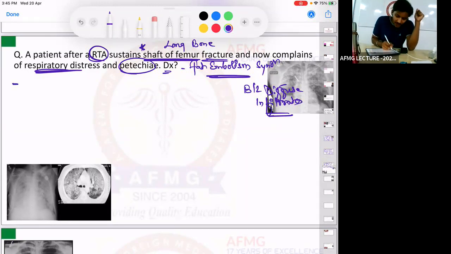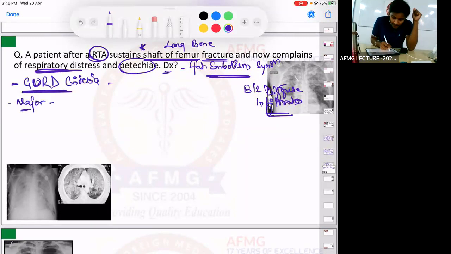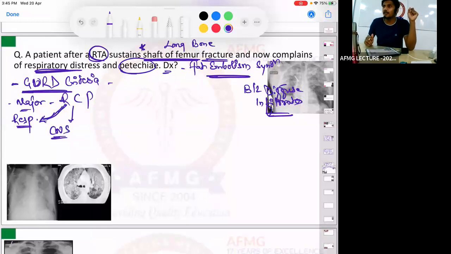For fat embolism syndrome, the diagnostic criteria is known as Gurd's criteria. Major criteria you have to remember. RCP. Major criteria is R for respiratory distress. C for CNS manifestation, so either the patient would be confused or the patient can be drowsy. Any of the CNS manifestations. And P for petechiae, small bleeding spots.